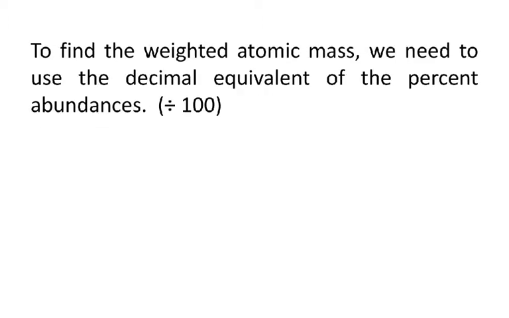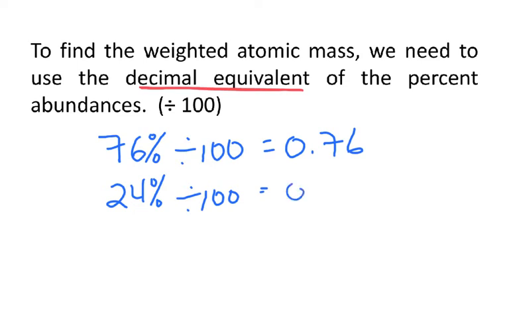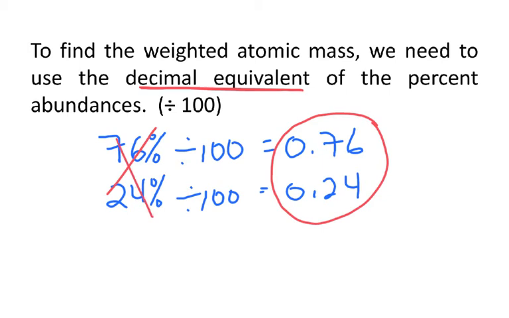Okay, now to find the weighted average, we need to use the decimal equivalent of the percent abundances. That means we divide by 100. So we're going to take that 76% from the chlorine-35, divide that by 100, and we get 0.76. Same with the 24%, we divide that by 100, and we get 0.24. Okay, so we're going to use these two numbers in our calculation, not these.